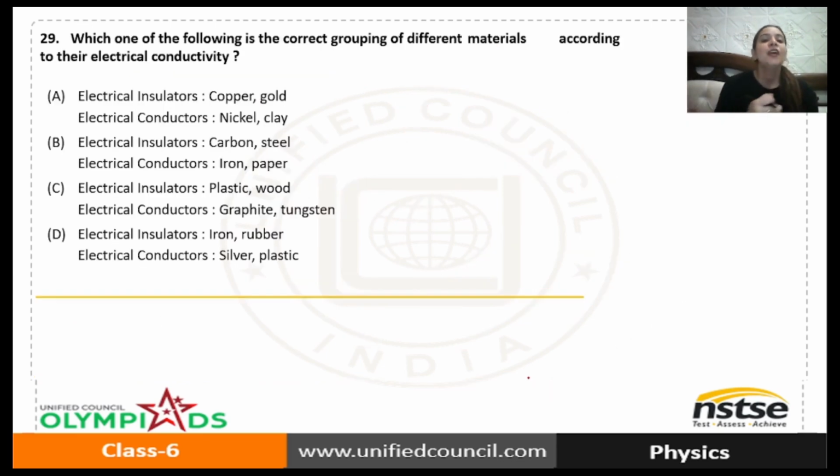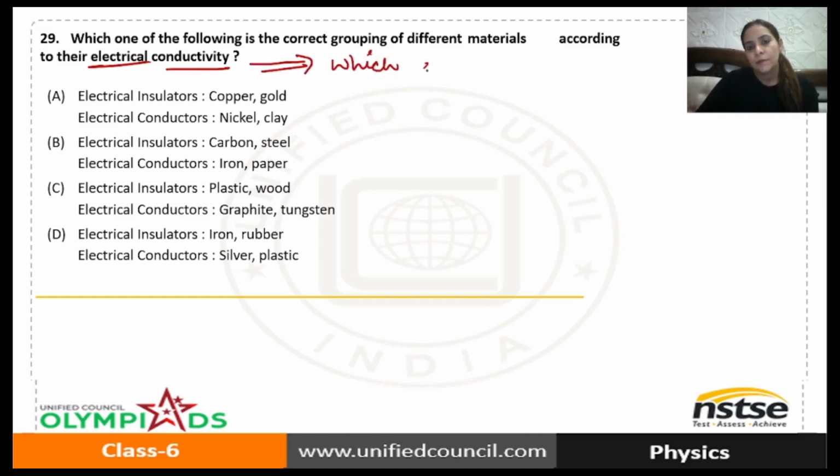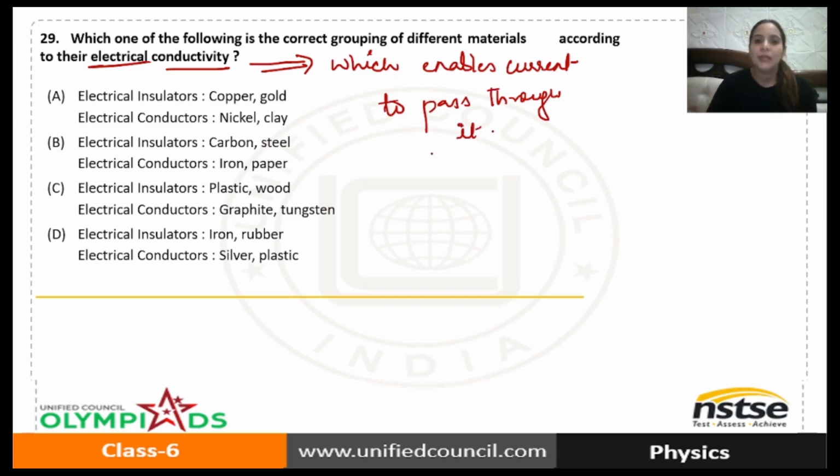Next question. Which one of the following is the correct grouping of different materials according to their electrical conductivity? So before going ahead with the options, I would really like to tell you about electrical conductivity. Electrical conductivity means the property which enables current to pass through it. That is what we mean by electrical conductivity.